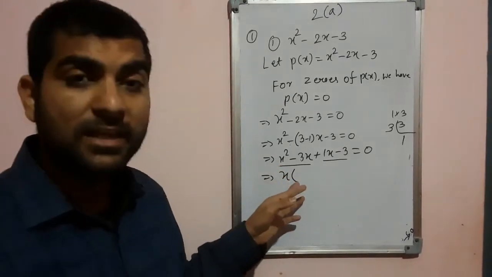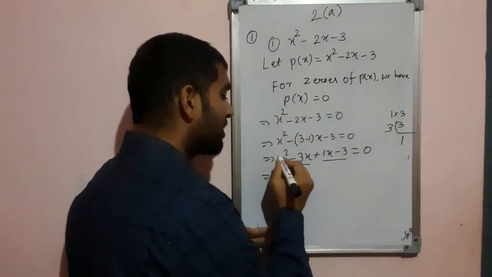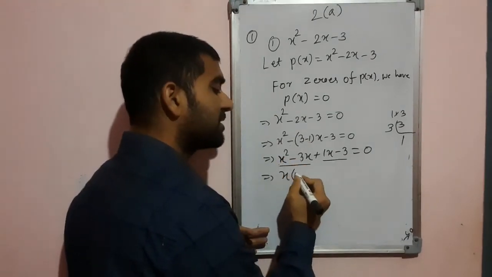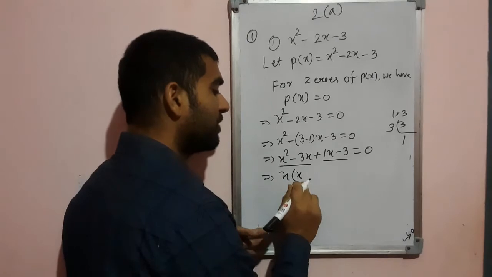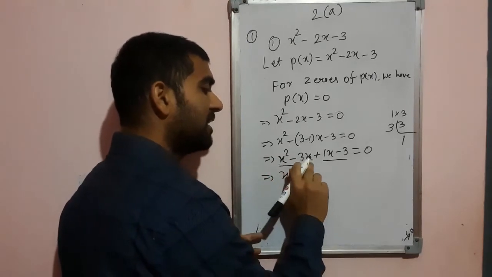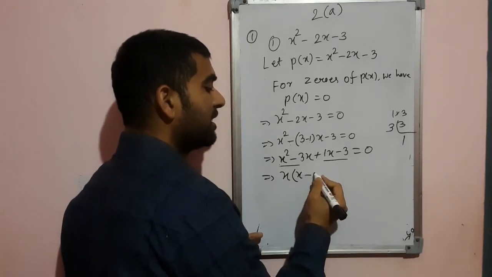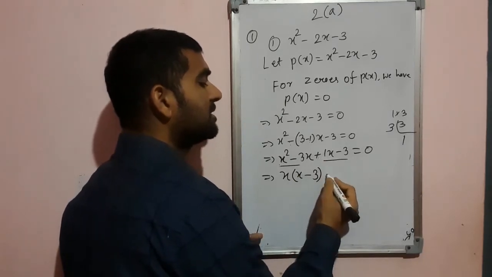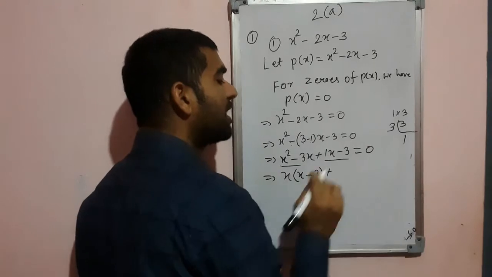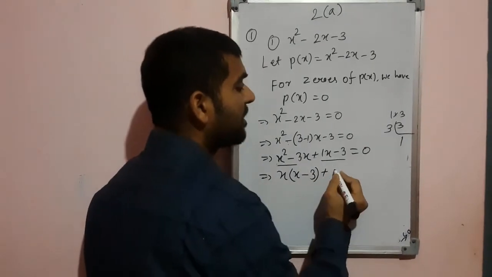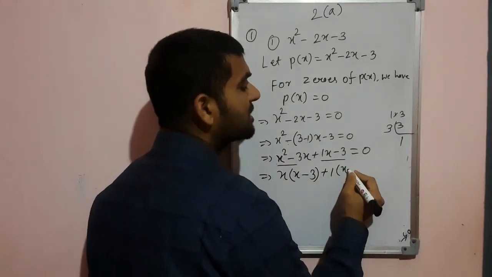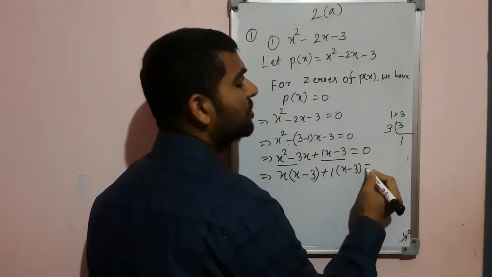It will be how much? It will be x. If you take common here, x into x is x square, right? So x here. From 3x you have already taken x common. So what you will write here? You will write 3 plus here. From these two, what you can take common? You can take common 1. So it will be what? x minus 3 equal to 0.